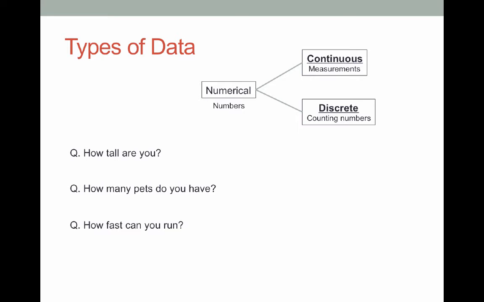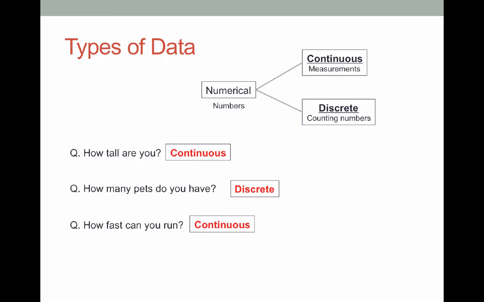Okay, I hope you paused the video. If you didn't, pause it now and try again. But here we go. How tall are you is a measurement. So that's going to be continuous data. How many pets do you have? Well, I'm going to be counting just the 1 pet. So that's discrete. And how fast can you run? Well, that's the difference between time and distance. So that is a measurement, so which is continuous.